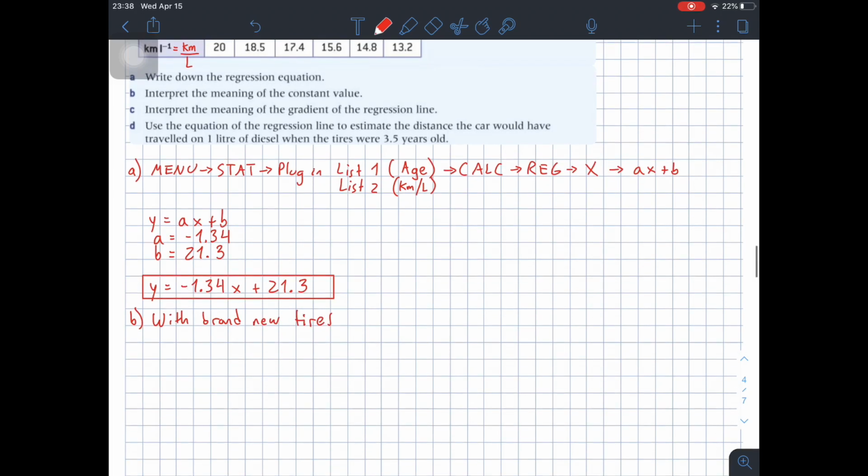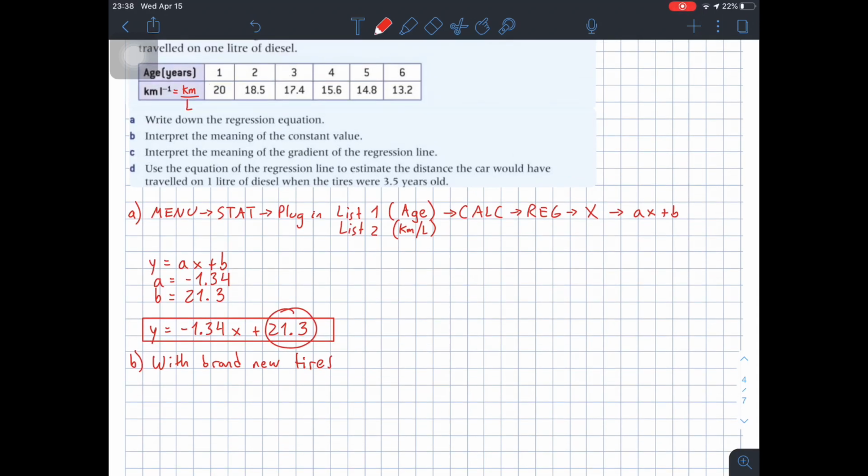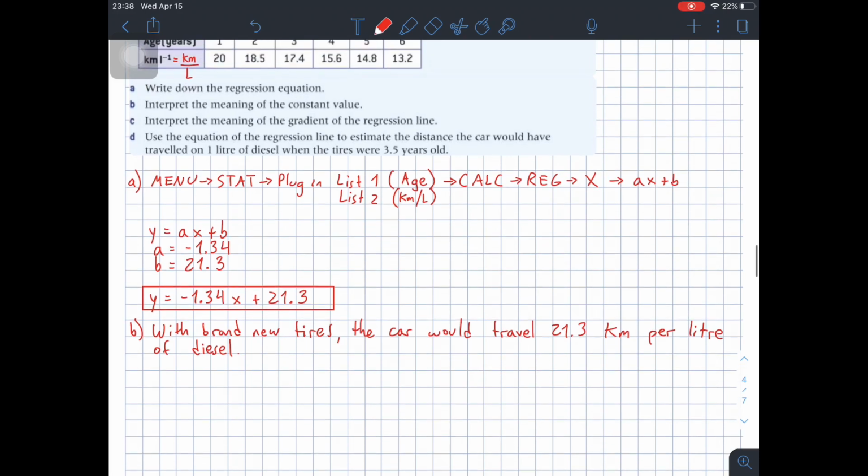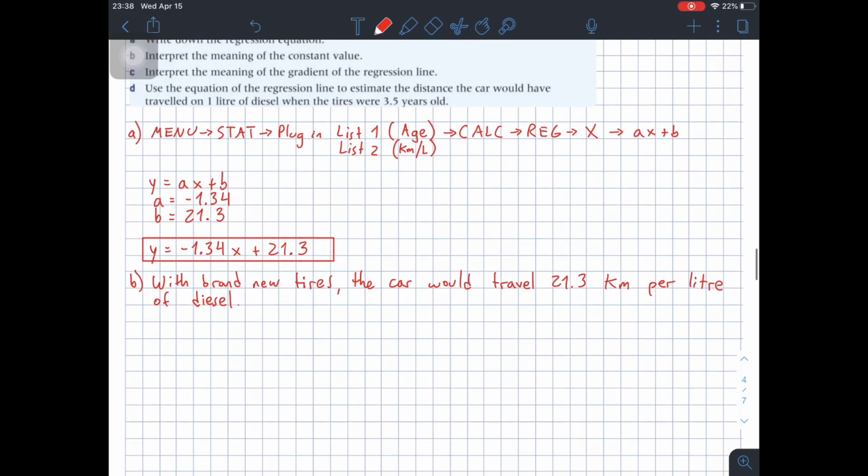And what will be the distance covered per liter? It will be 21.3, which is a number greater than 20, right? Because it's brand new tires. So with brand new tires, the car would travel 21.3 kilometers per liter of diesel in this case. Okay, so that's how we interpret the meaning of the constant value in this particular case.